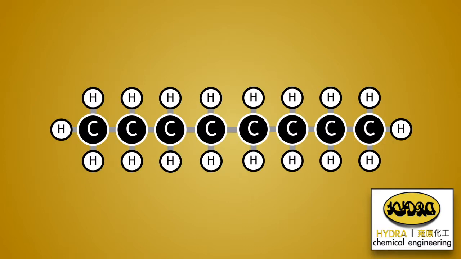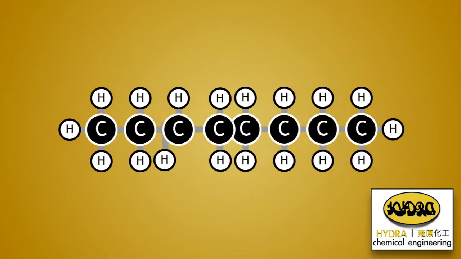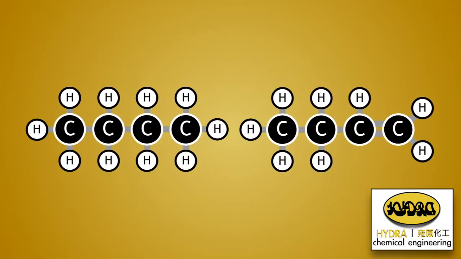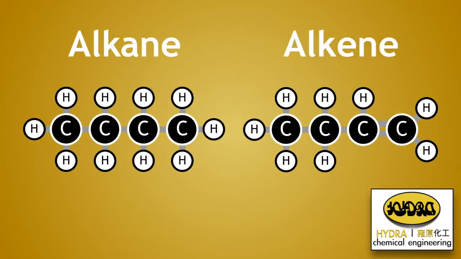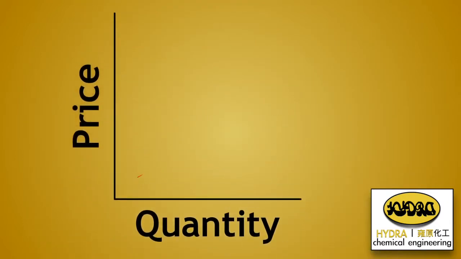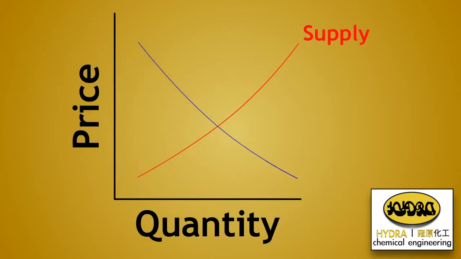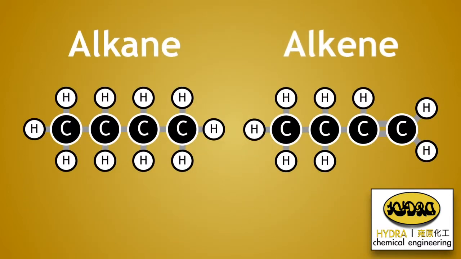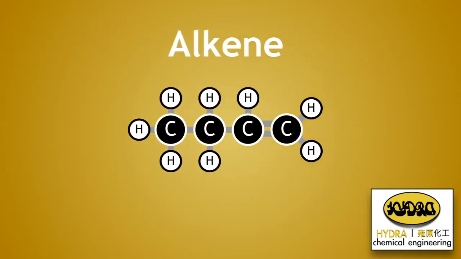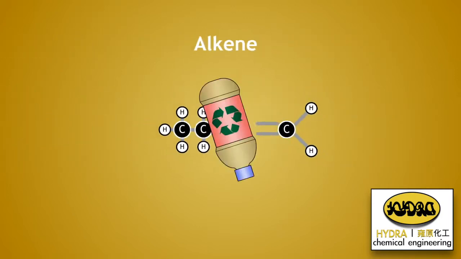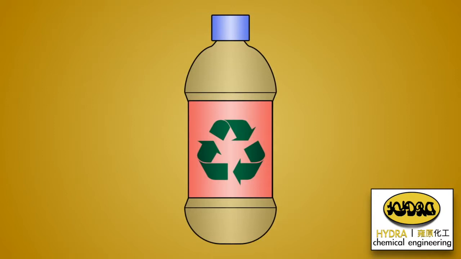The process of cracking breaks down long-chain alkanes into a smaller alkane and alkene molecule. This allows the supply of short-chain hydrocarbons to meet the demand for them, as the longer-chain alkanes are broken down into shorter alkanes and an alkene. The alkenes are also useful as these can be used in the manufacture of plastics.